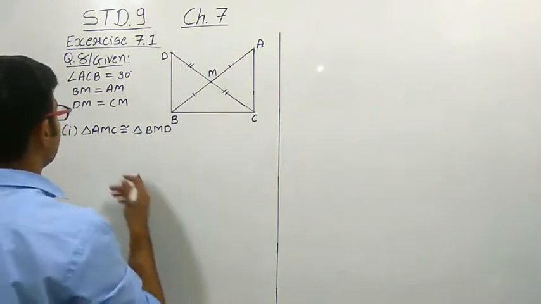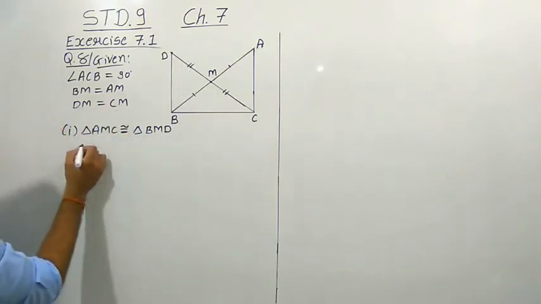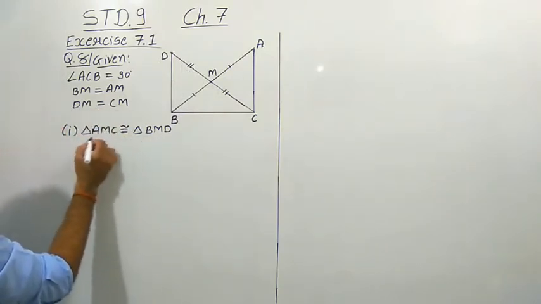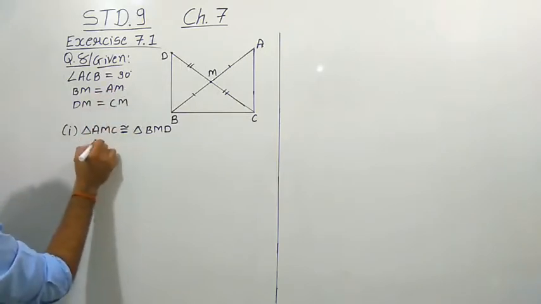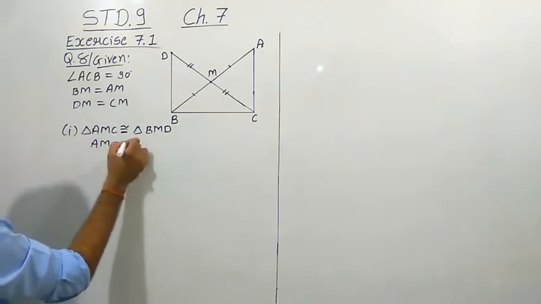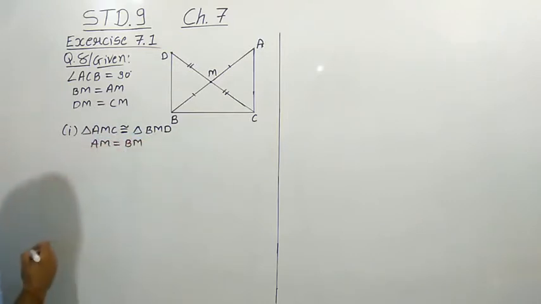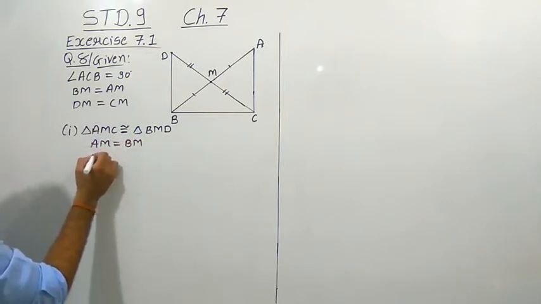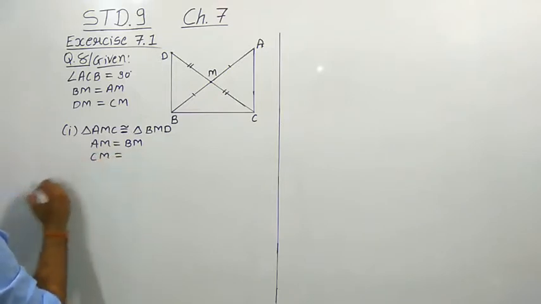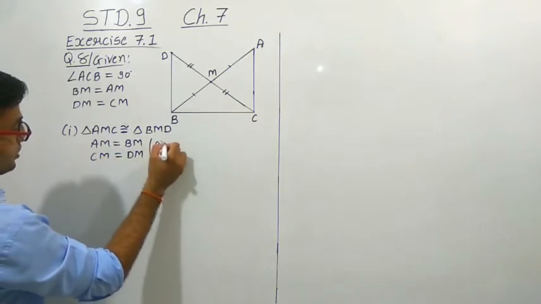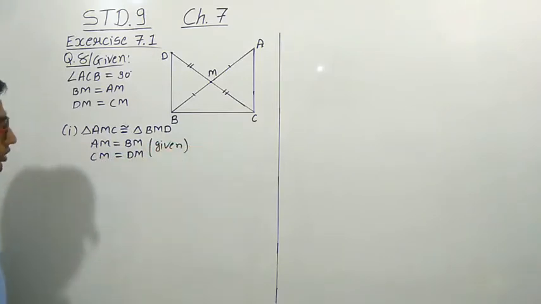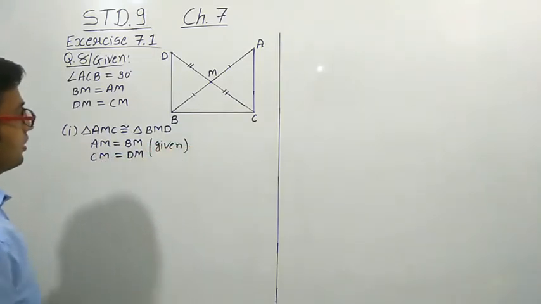Two conditions are already given. If we talk about this triangle, we can write down that AM side is equal to BM side. In the same way, it is given that CM is equal to DM. So these two conditions we already have. Now think about the third condition.